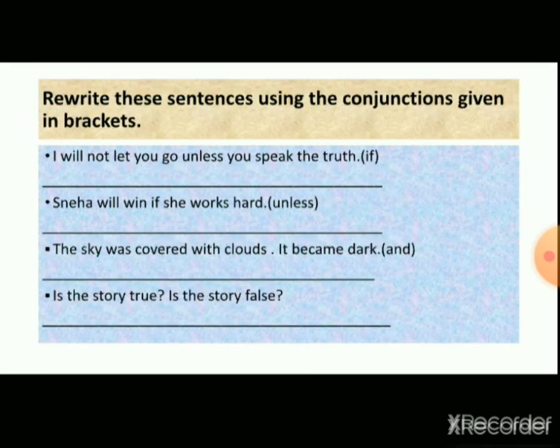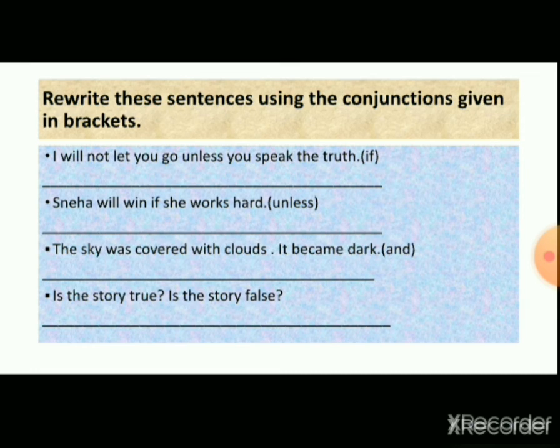Next one is activity time. Rewrite these sentences using the conjunction given in the brackets. Yes, here there are 4 sentences. By using the words if, unless, and, you are going to make a sentence. First one, I will not let you go unless you speak the truth. Here in the question they have given unless. You need to make a sentence by using the word if.